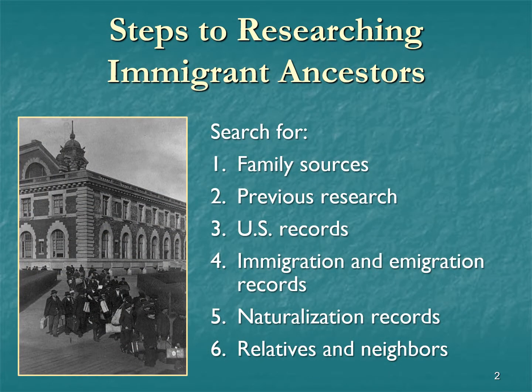We'll be looking at these 6 specific steps to learn more about your immigrant ancestor: family sources, previous research, U.S. records, immigration and emigration records, naturalization records, and relatives and neighbors, or what we call the FAN principle. F-A-N stands for friends or family, associates, and neighbors.